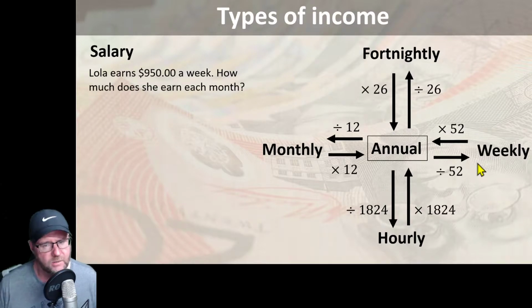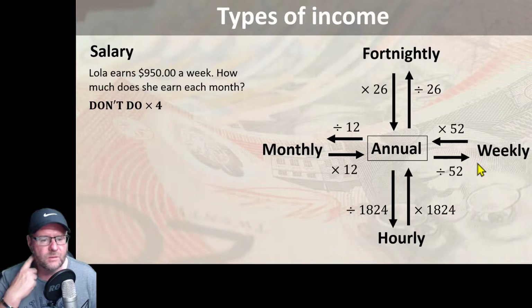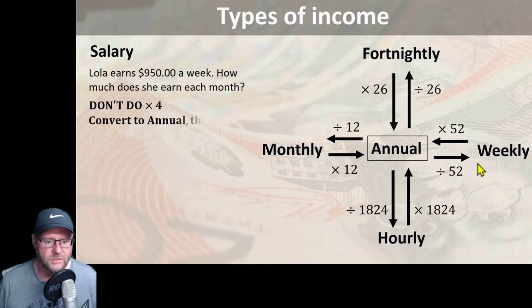All right, here is where you need to just stop and think, because a lot of people will just say, well, there's 4 weeks in a month, times it by four. Okay, don't do that. Because there's more than 4 weeks in a month, unless you're talking about a February, because there are 28 days, which is 4 weeks. But every other month actually has a bit more. So we don't just convert directly between weeks and months. We have to go via the annual. And let me show you what I mean.